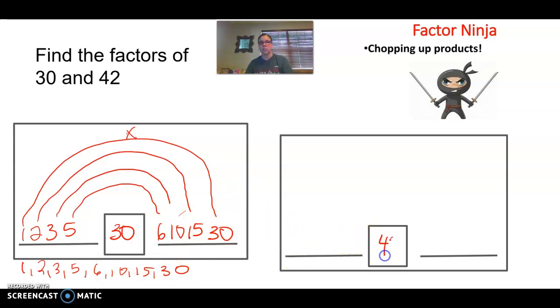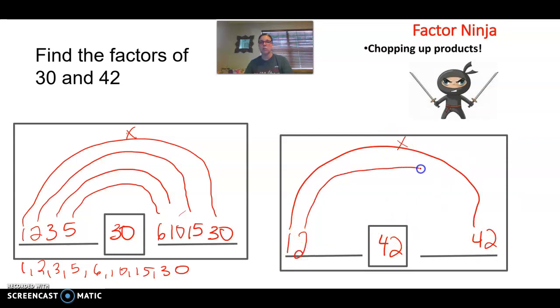Okay, so 42. We start with 1. 1 times 42 is 42. It is an even number, so we know 2 will go into it. Remember, you look at the ones place. I've been saying tens place, but I mean ones place. I'm sorry. 2 times 21 is 42. You can count that, or you can use a multiplication chart.